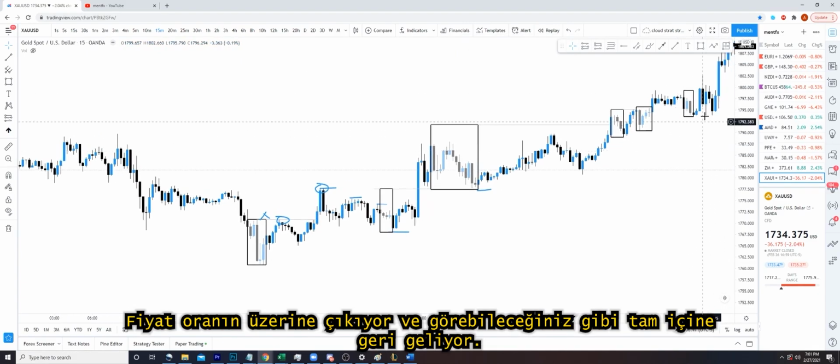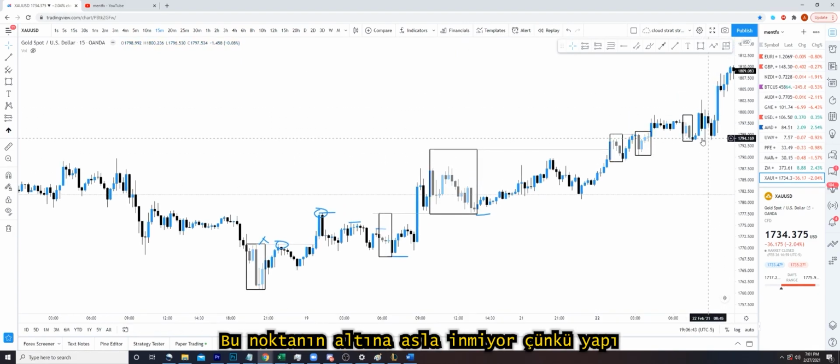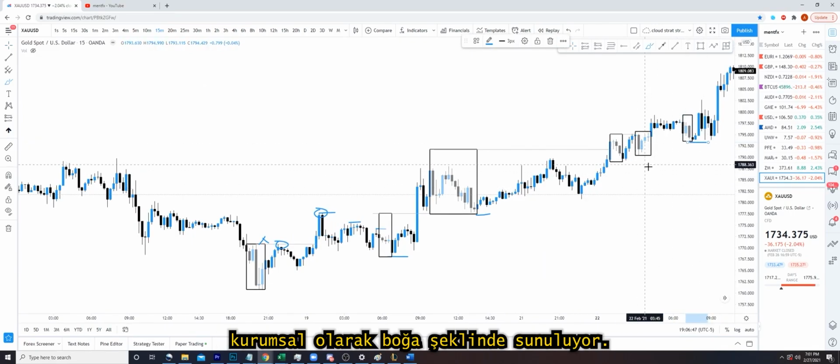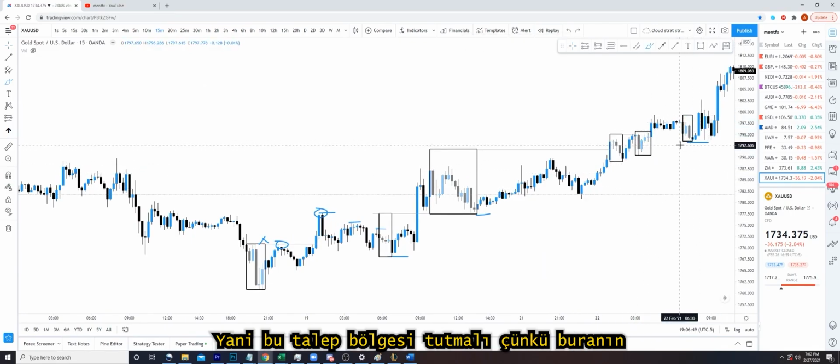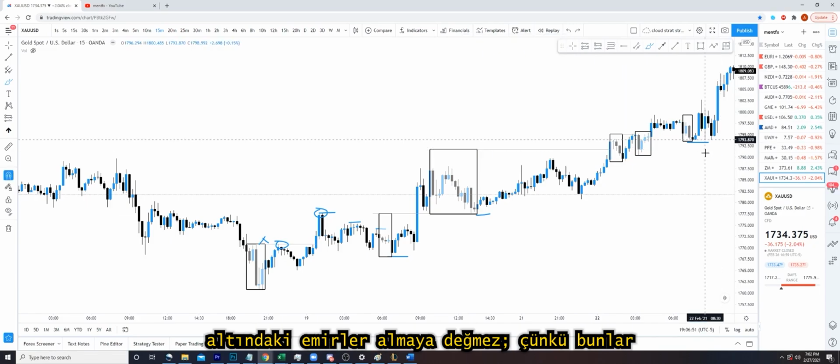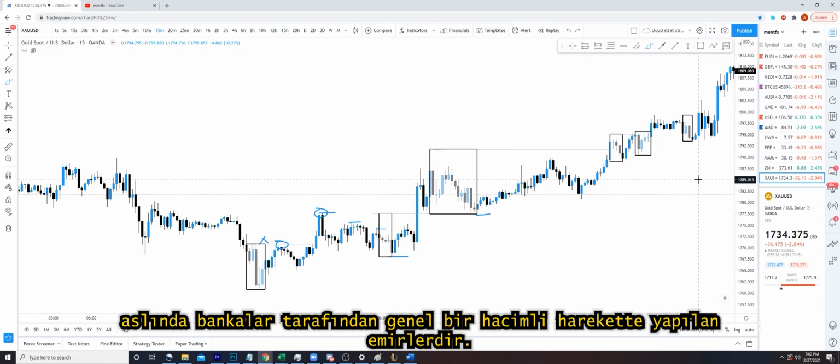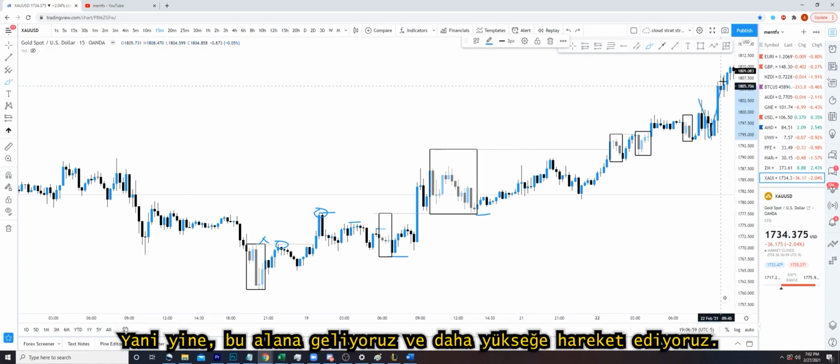Price gets above there, and as you can see, comes right back into it, never getting below this point because structure is institutionally being delivered bullishly. So this demand zone should hold as orders below here are not worth coming to take out since these are the orders that are actually made by the banks in an overall voluminous move. So again, we come into this area and move higher.